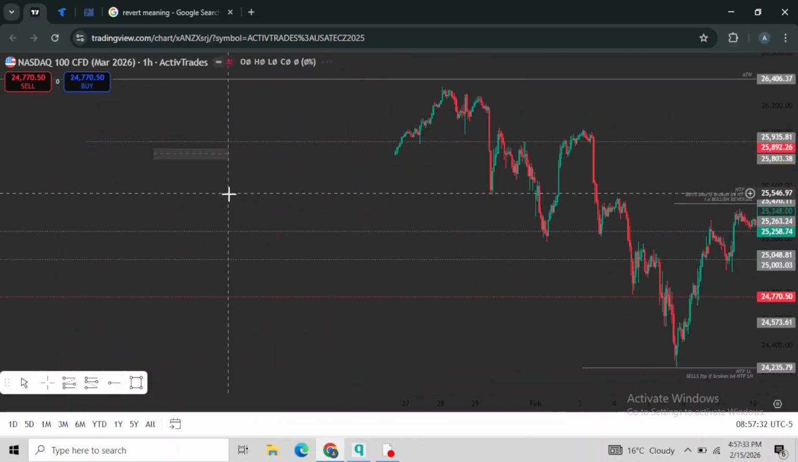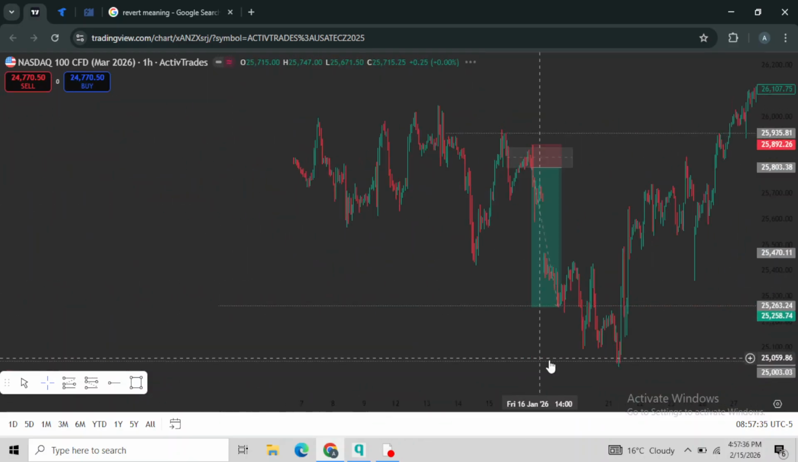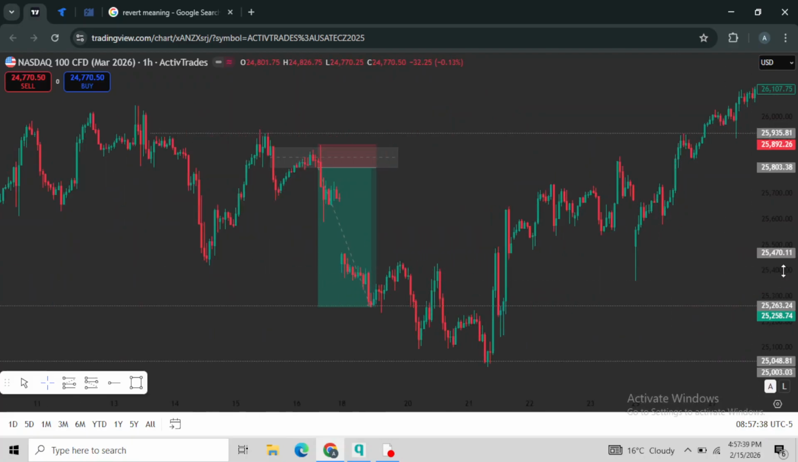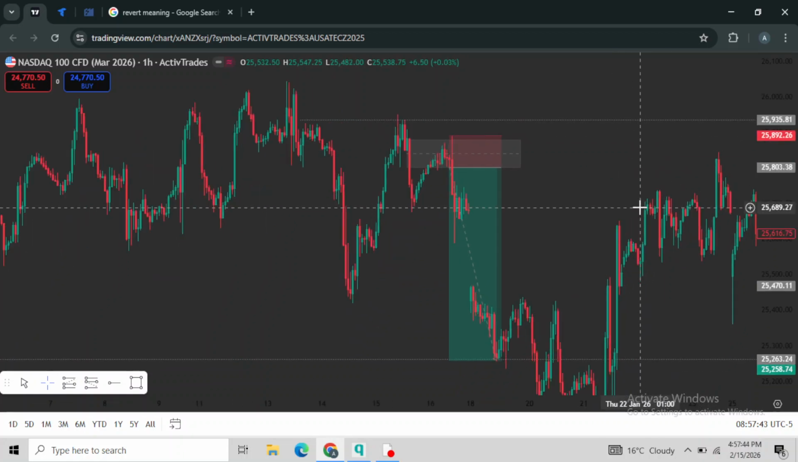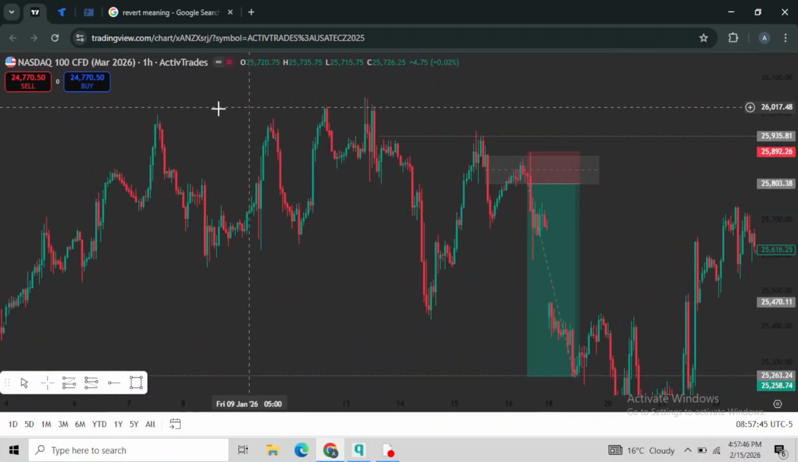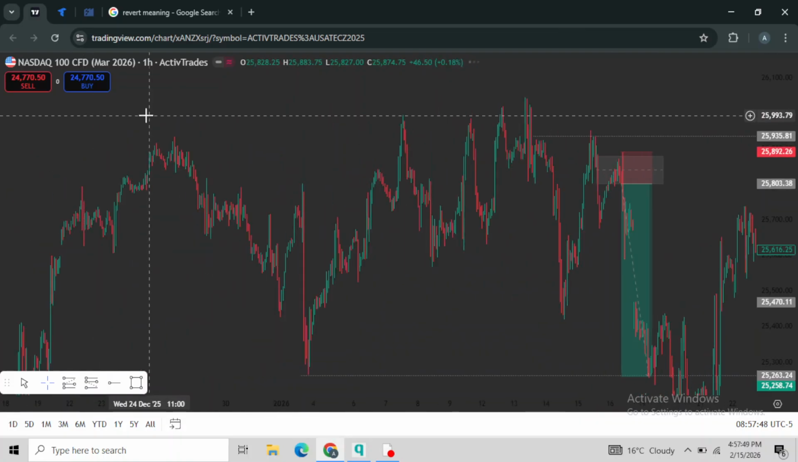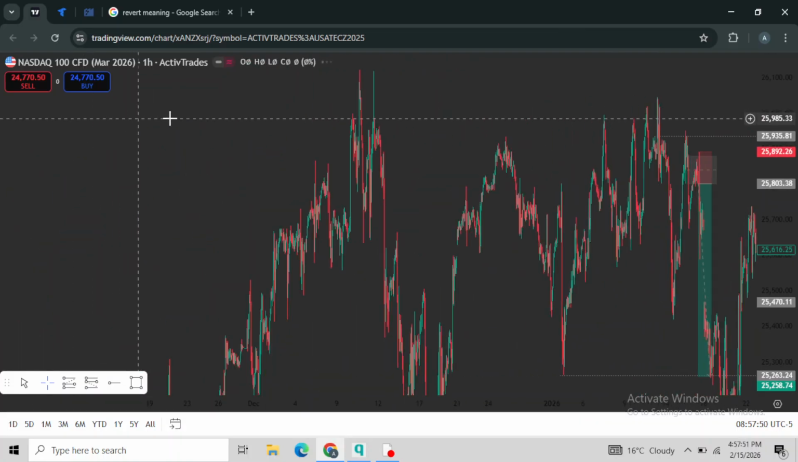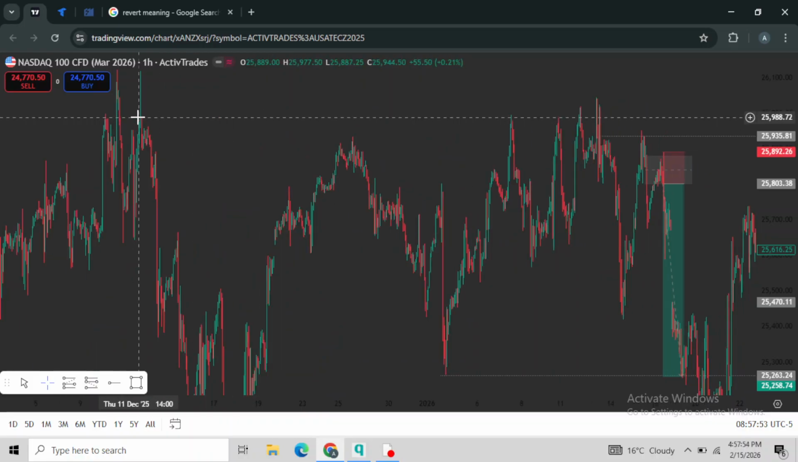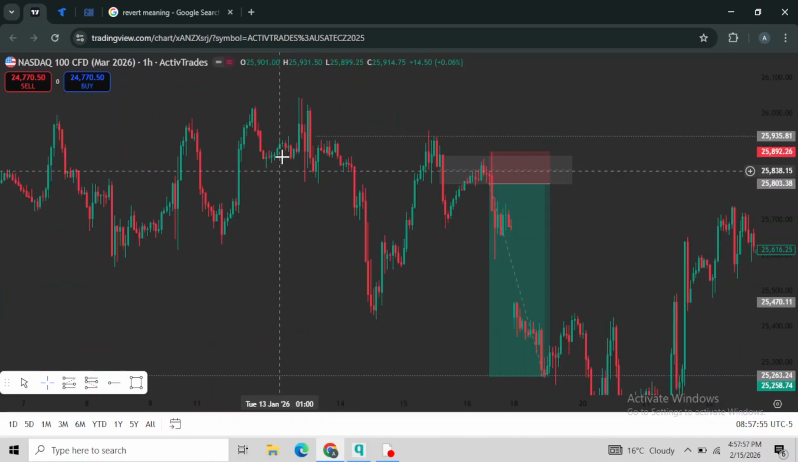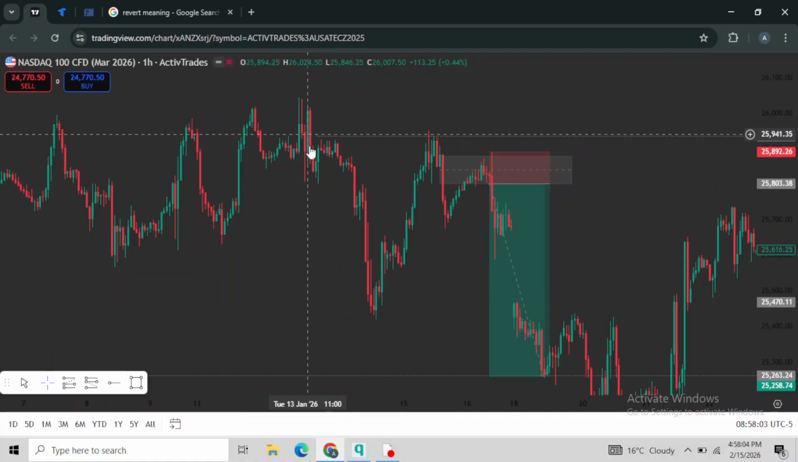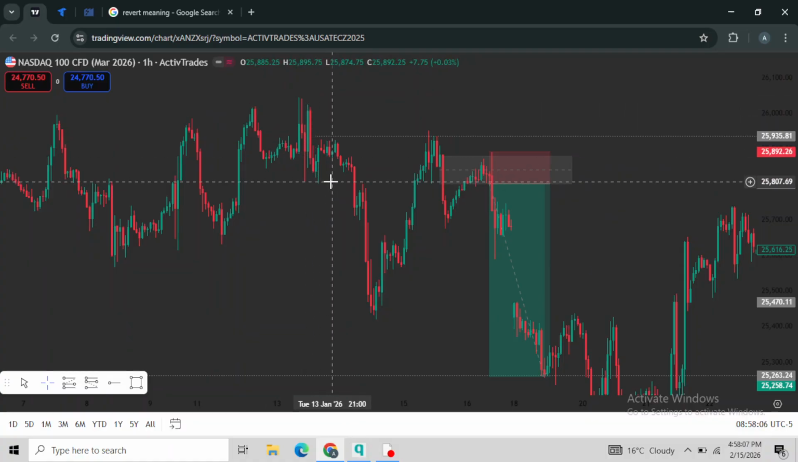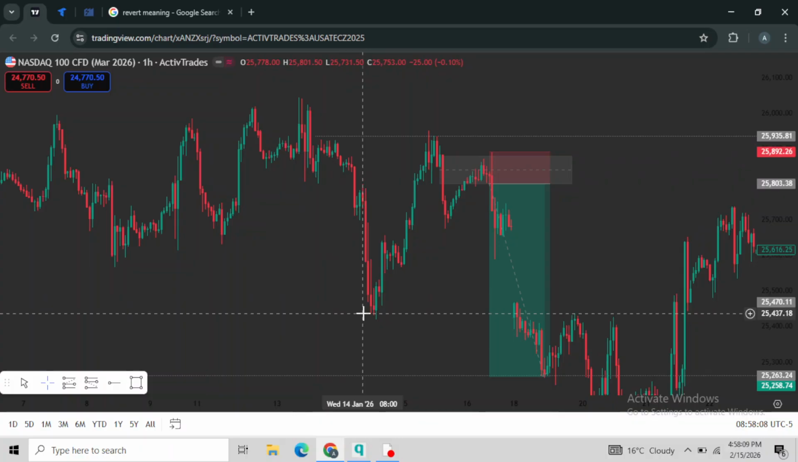This is what I'm talking about. So I am saying price swept this buy side liquidity here and rejected to the downside, and printed a bearish reversal, meaning price made a higher high, lower low, lower high, lower low. This is a lower low, lower high, lower low.